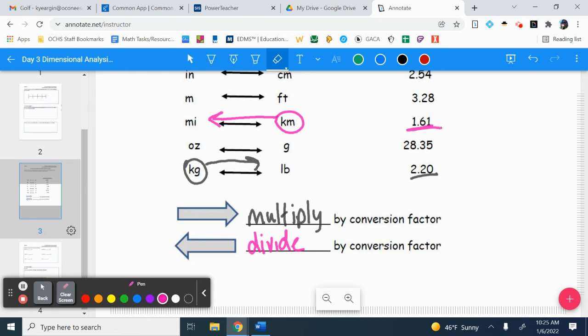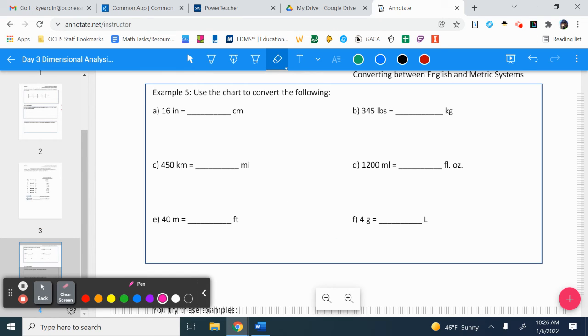If I start on the right side and I'm converting to a factor on the left side, I need to divide by the number that's given. All right, so let's look at some examples.